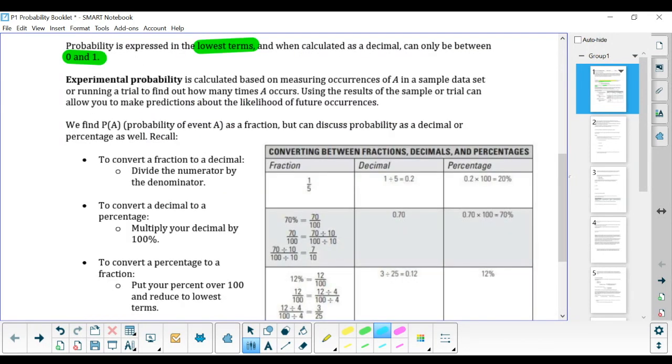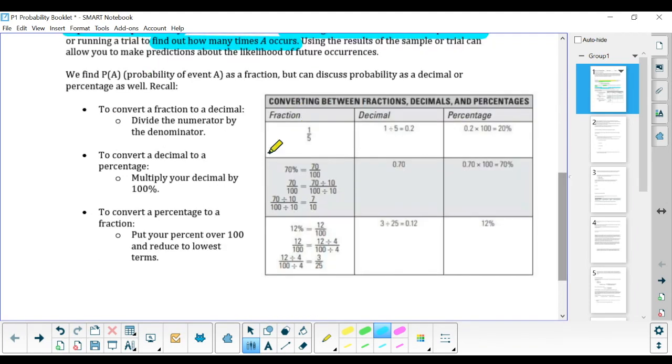Now, a specific type of probability is what we call experimental probability, and we calculate that based on measuring occurrences of A in a sample data set, and we try to find out how many times A occurs. To demonstrate experimental probability, let's say I flip a coin 5 times, and I get heads 2 times. That means my experimental probability of flipping heads was 2 out of 5.